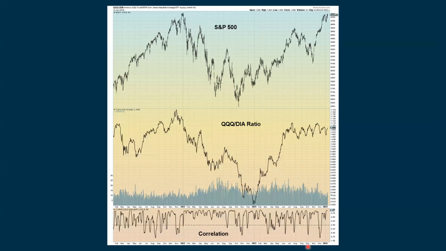And we do a ratio between the QQQs, which is the NASDAQ 100, and the diamonds, which is the Dow. And right now they have a pretty strong correlated relationship. So if one's going up or down, the other one's probably going in the same direction at the same time.